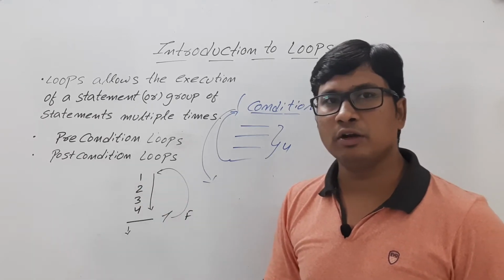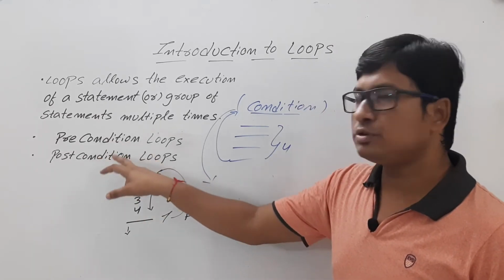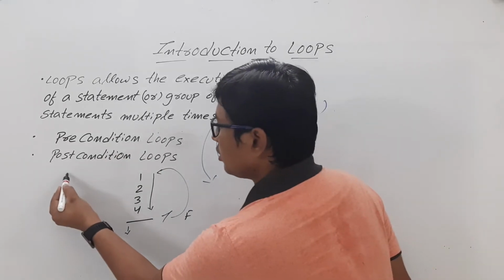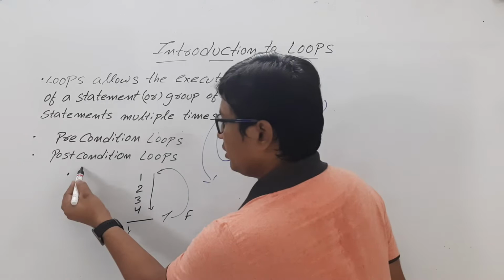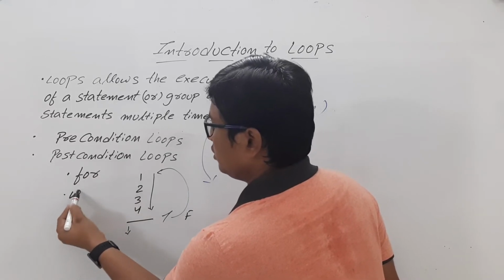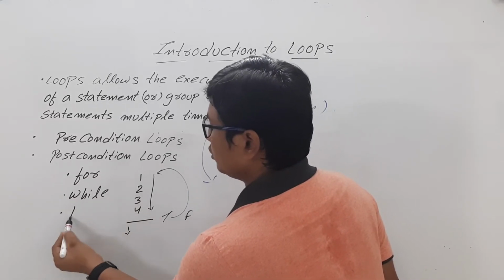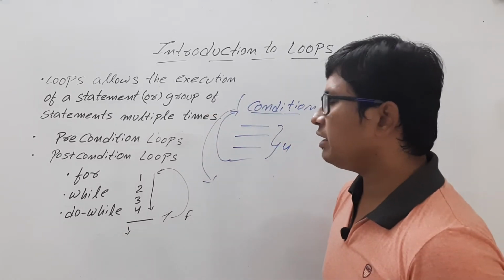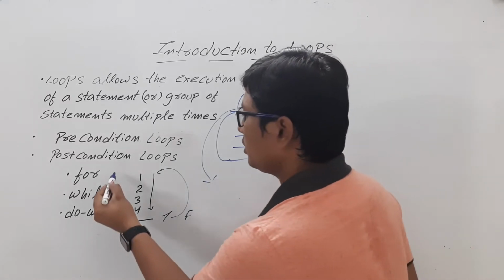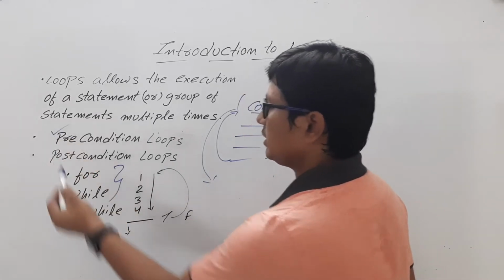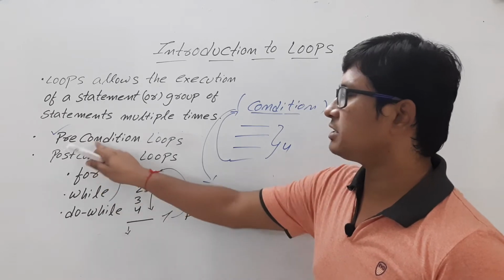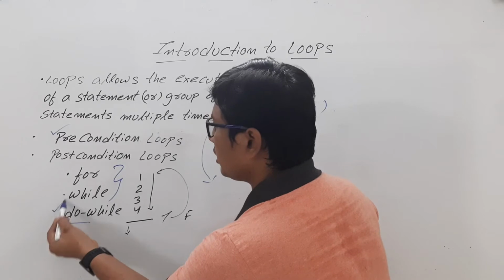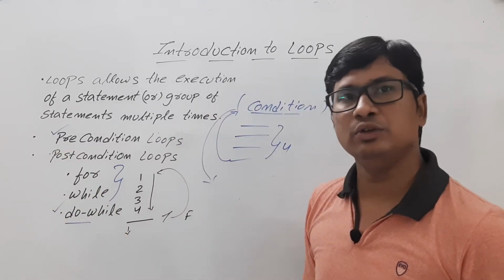The C programming language supports both precondition loops and postcondition loops. In C, we have the for loop, while loop, and do while loop. The for loop and while loop come in the category called precondition. Before executing the statements, it will verify whether the condition is true or false. Whereas the do while loop comes into the category called postcondition loop.